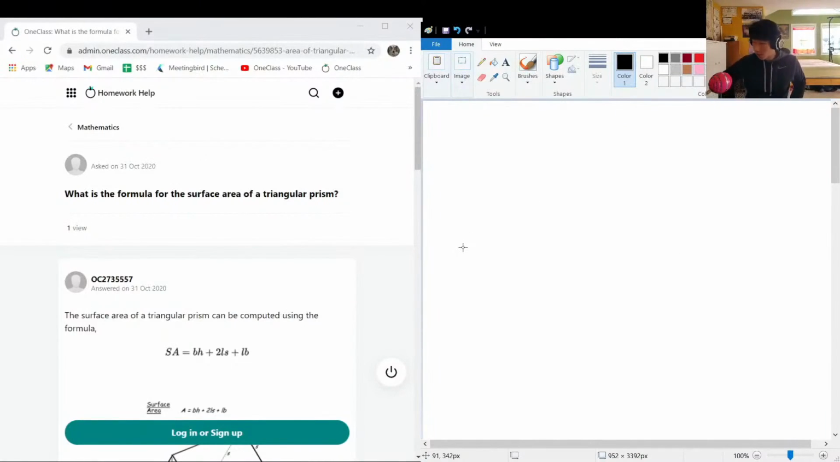Okay, so the next question that we have on the menu today is asking us what is the formula for the surface area of a triangular prism? Okay, so what is a triangular prism? I actually conveniently have a triangular prism.